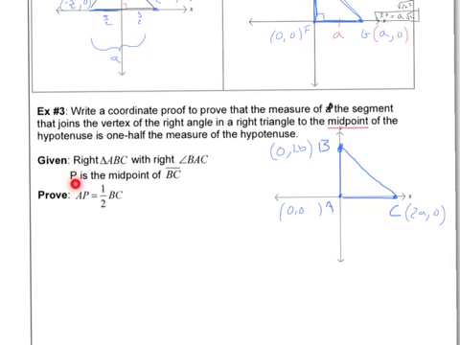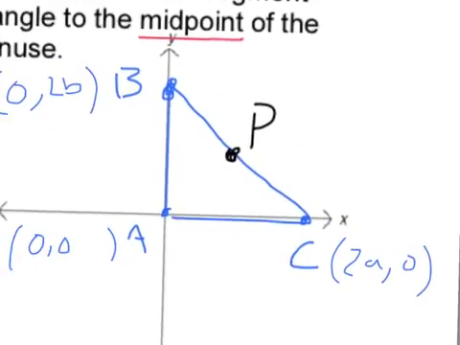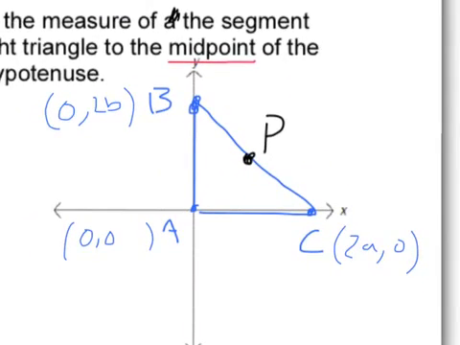What else do we need to do? Well, they say P is the midpoint of BC. Here's BC, so we need to put P somewhere in the middle. Let's do it in black. There's point P. Okay, what are the coordinates of point P? Well, remember, it's the midpoint.